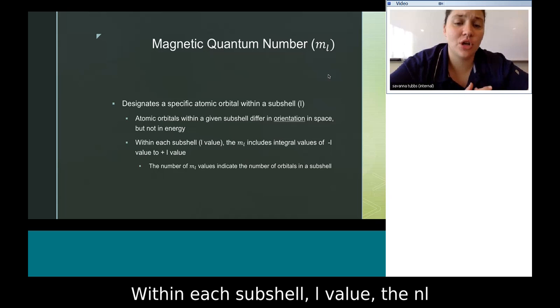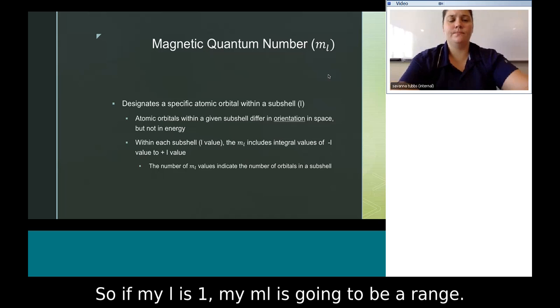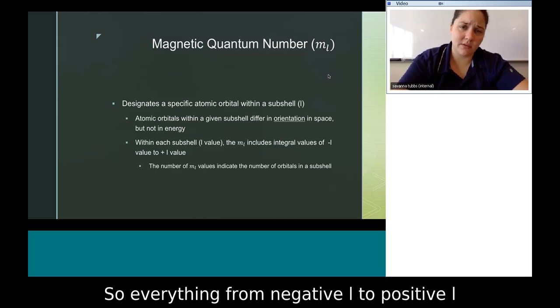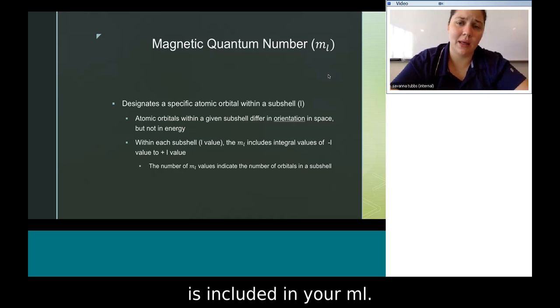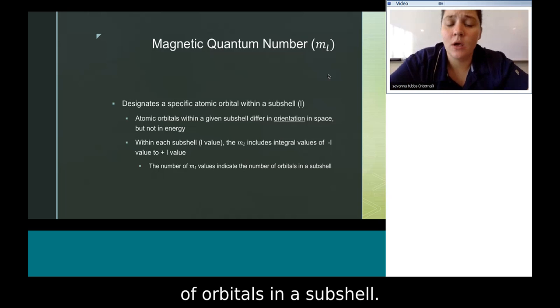Within each subshell L value, the ML includes integral values of negative L value to L value. So if my L is 1, my ML is going to be a range. So it's going to be -1 to 0 to 1. So everything from negative L to positive L is included in your ML. The number of ML values indicates the number of orbitals in a subshell.